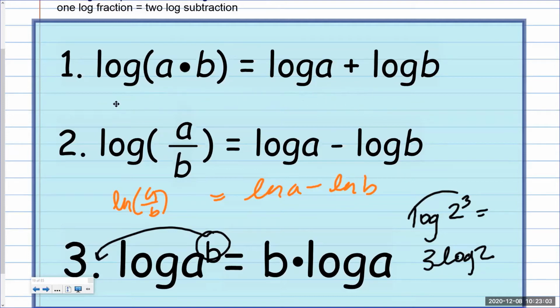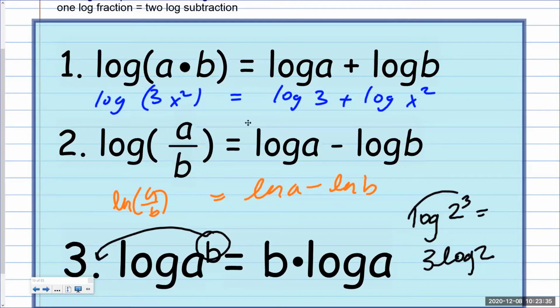And we said that if you have log of A times B, that's equal to log of A plus log of B, okay? And that's equivalent to, and really it could be any number, like if you have the log of 3x squared, that's equal to the log of 3 plus the log of x squared, okay? And that's just a log property.